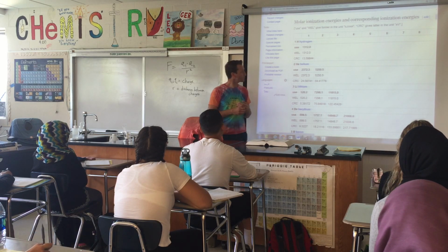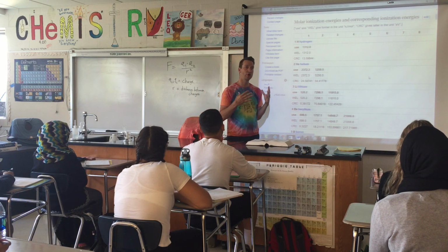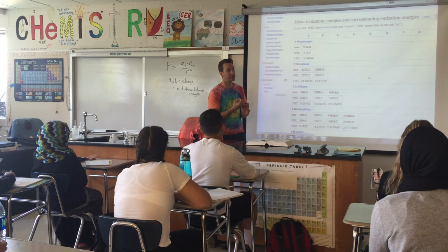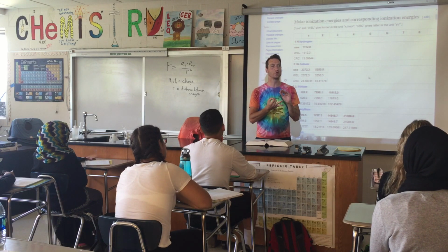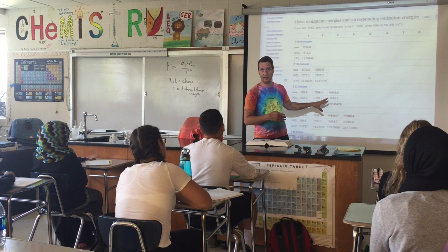All right? So what we're going to need to be able to do in this unit is look at data. We're going to need to think about trends in the data. We're looking for patterns. We're looking for relationships. So we have to be able to explain the trends. Another thing we'll have to be able to do is figure out what element it is, just given some of this data.